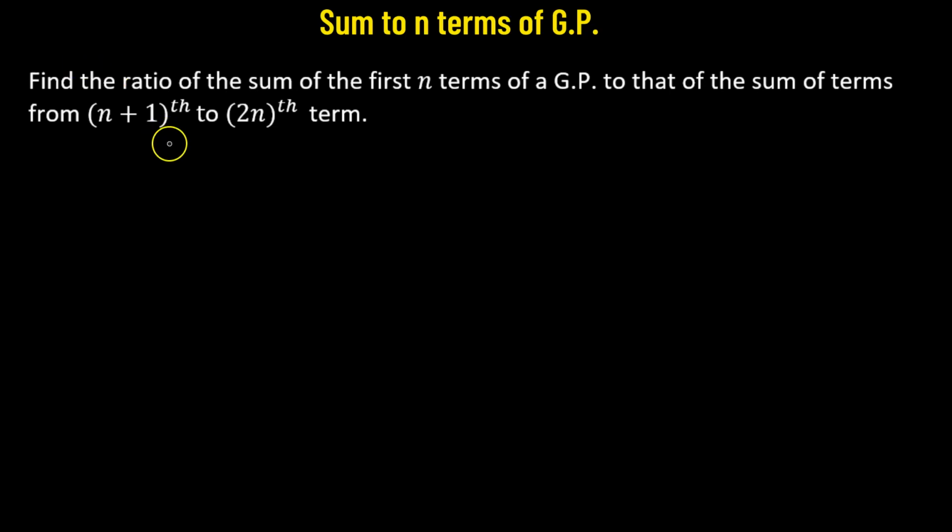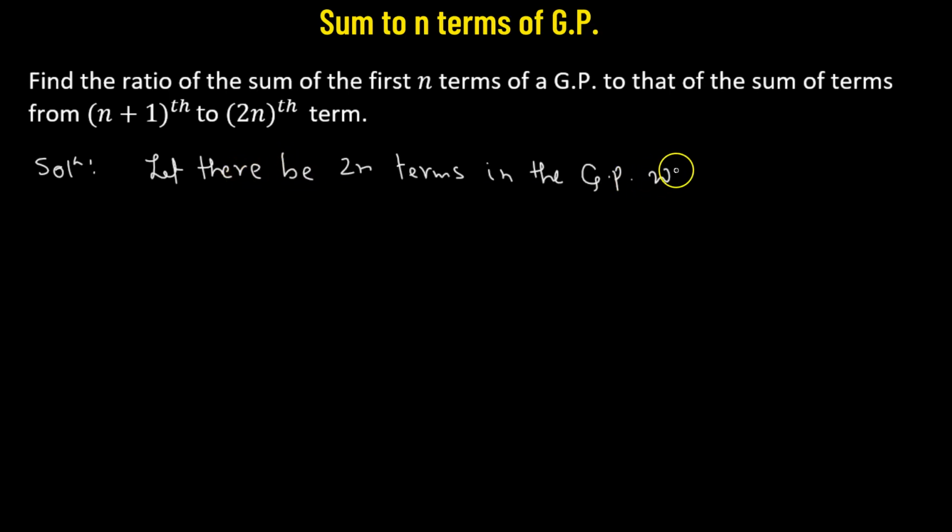So in this problem, we need to obtain the ratio of the sum of the first n terms of a GP to that of the sum of the terms from the n plus 1th term to the 2nth term. So let's begin. We'll first consider that there are 2n terms present in the GP with a first term denoted by A and a common ratio given by the letter R.